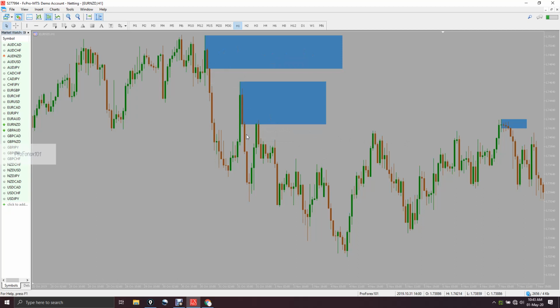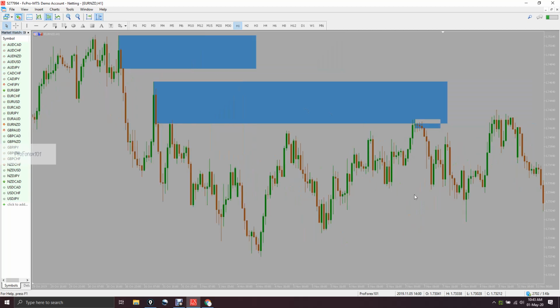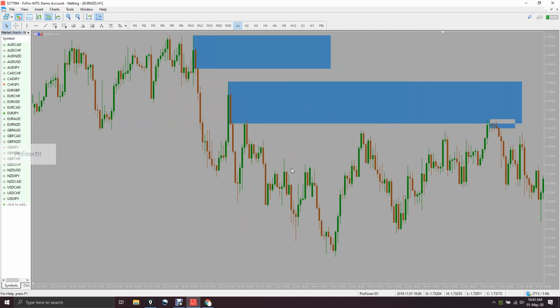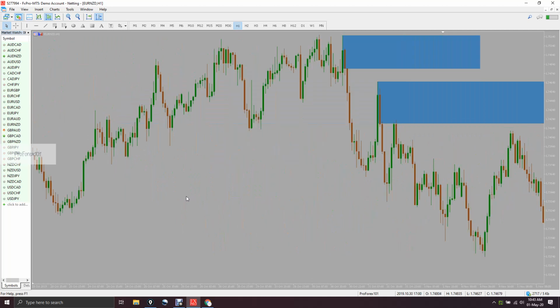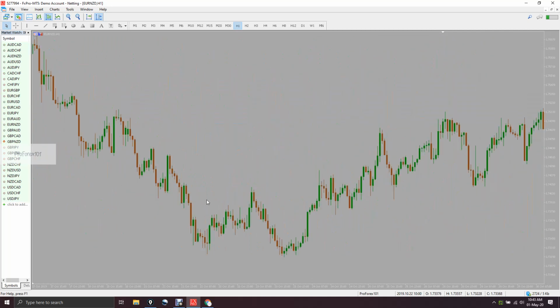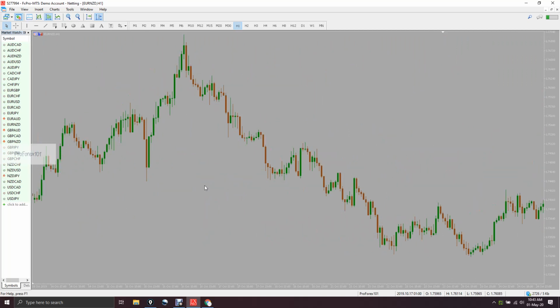See this here, and then in the future they will play a part when the market comes back to these areas. Market turned around here because of this supply here. So this is a turnaround scenario, guys. Let me show you a continuation of a zone, which is a supply.